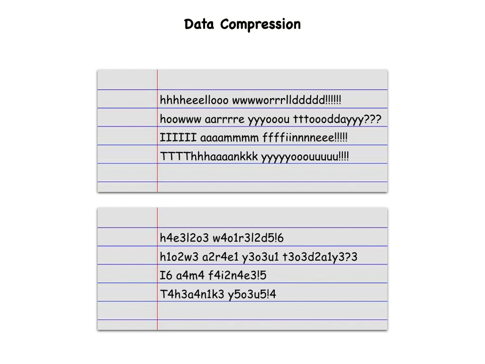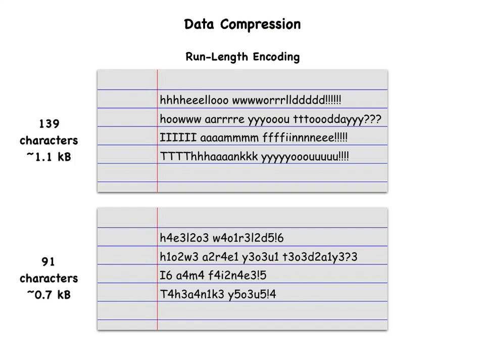This kind of data compression is called run length encoding. The original text file had 139 characters, which uses up approximately 1.1 kilobytes of memory. The compressed version had only 91 characters, which uses approximately 0.7 kilobytes of memory. So by compressing the data, we're able to save almost half a kilobyte of memory.